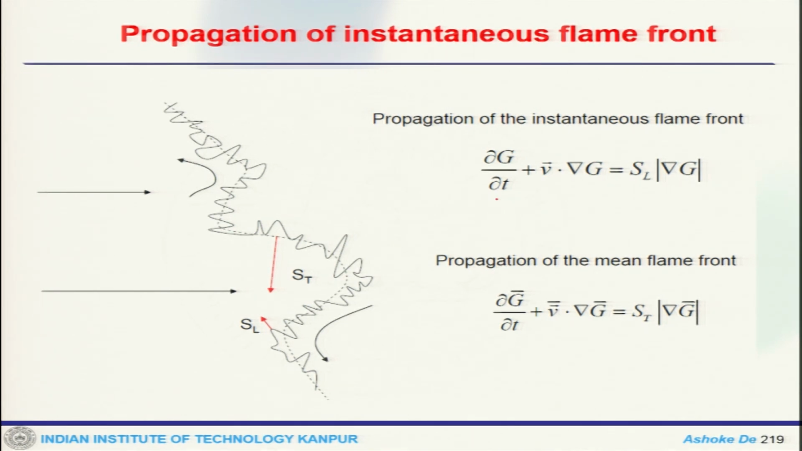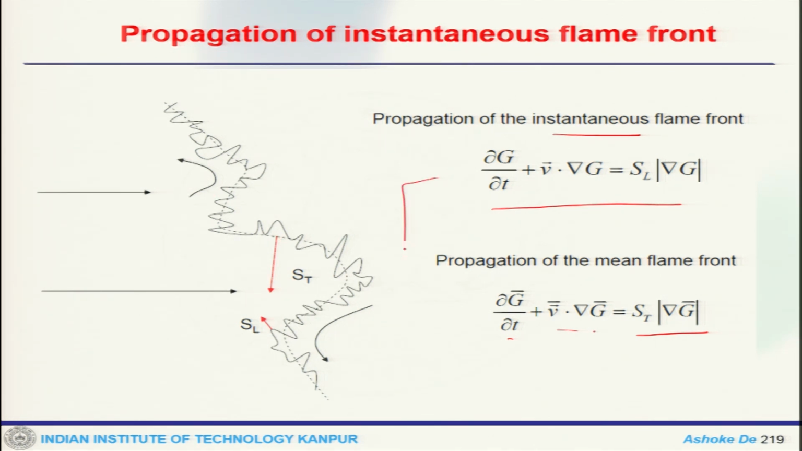So, the instantaneous flame front will propagate, and this G is the isosurface, which is essentially a distance function. We will see the details when we talk about the G equation, and this is how the instantaneous flame front will propagate. And if you look at the mean flame front, then it will be mean G bar, V dot del G, and this would be at the turbulence. So this is our mean flame front, this is our instantaneous flame front.